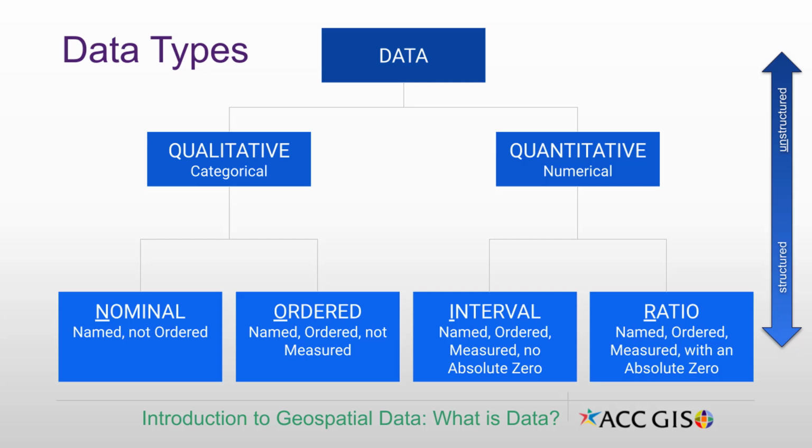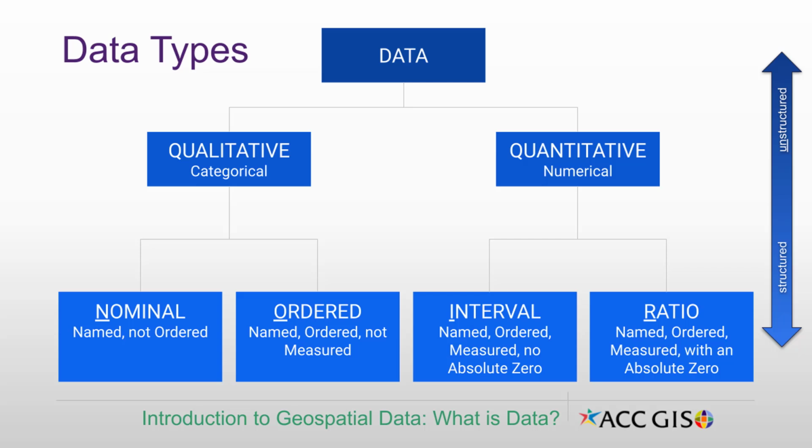Now we start with the data, and then the first hierarchy is to determine whether the data is qualitative or quantitative. Categorical would be qualitative and numerical would be quantitative. If it's numerical, then we need to determine whether it's going to be discrete or continuous. Discrete are whole numbers or integers, and continuous are decimal numbers. Once we make those determinations, then we can categorize the data as nominal, ordered, interval, or ratio.